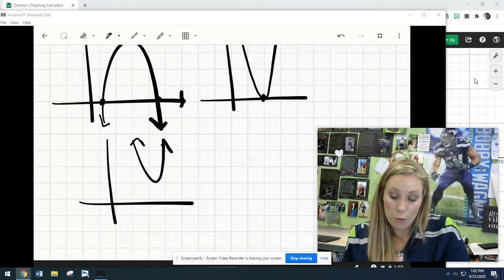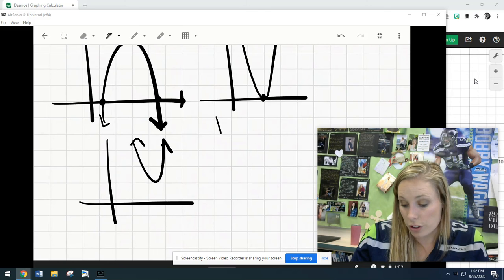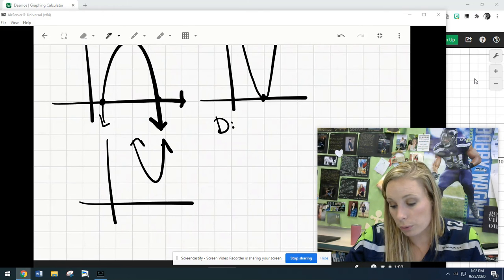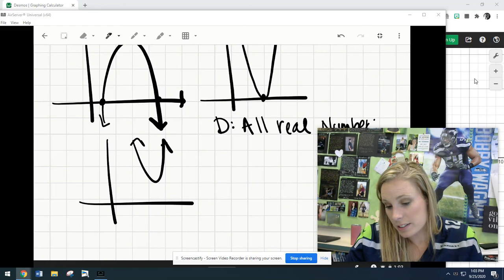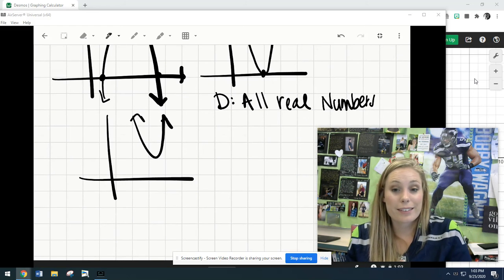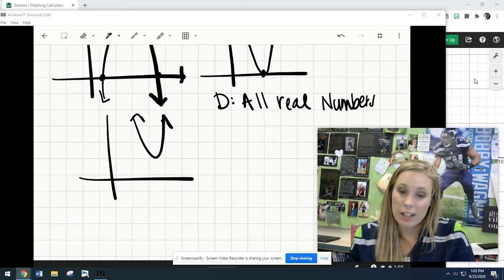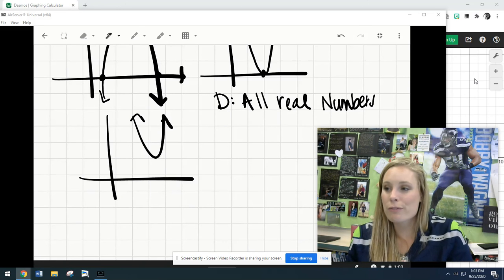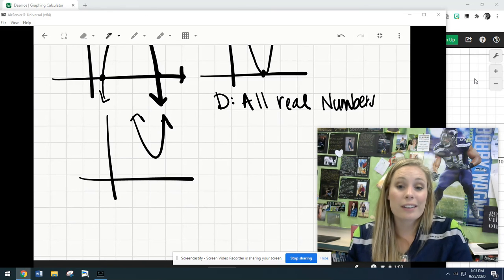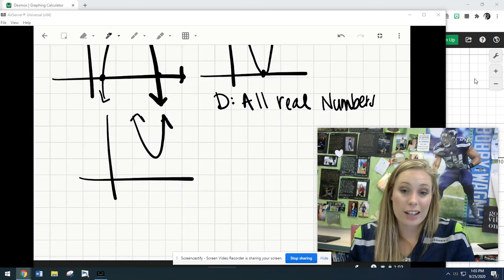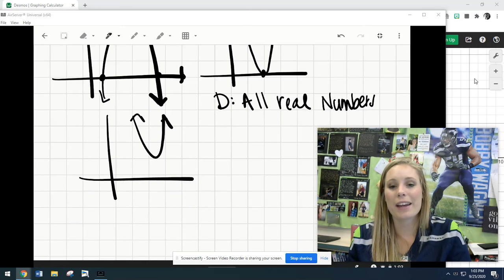The domain of a quadratic function is all real numbers. And hopefully that makes sense because a quadratic function is a polynomial. And in the last video, we just said that every single polynomial has a domain of all real numbers. Domain meaning the values you can input. There are no values in a quadratic function that we cannot input. And so that's why that domain is all real numbers.